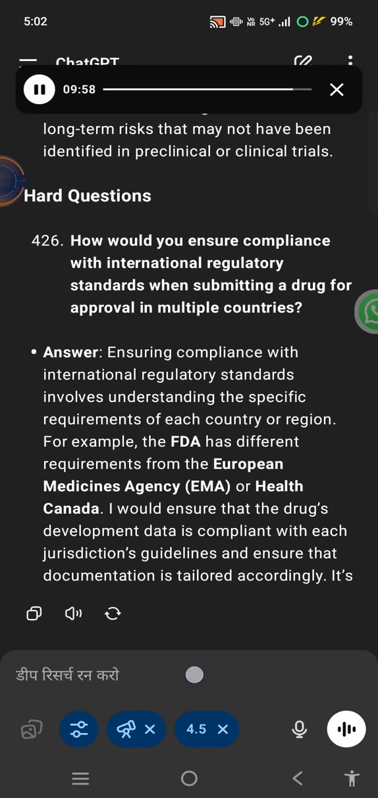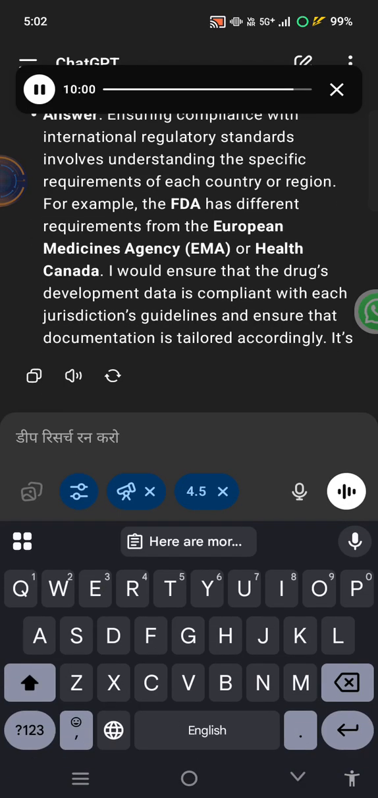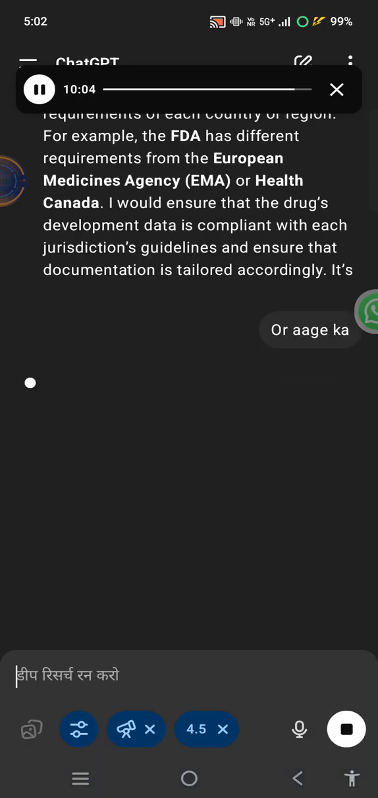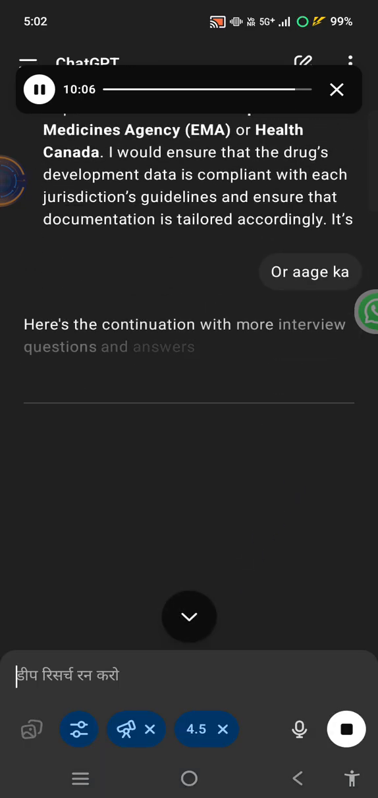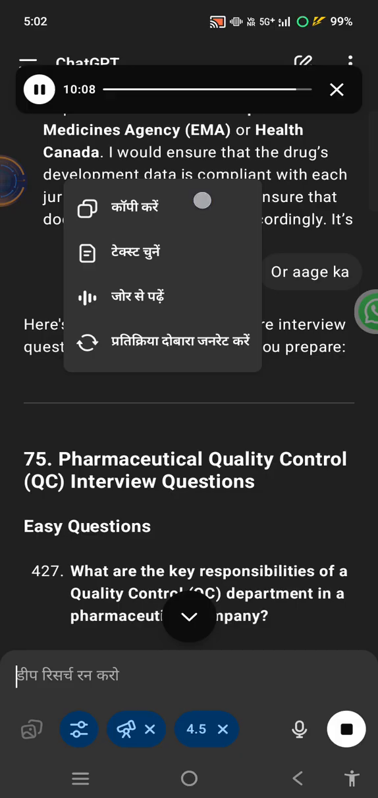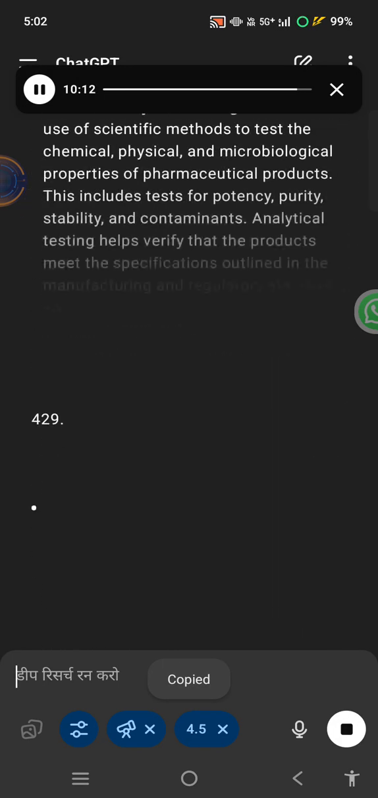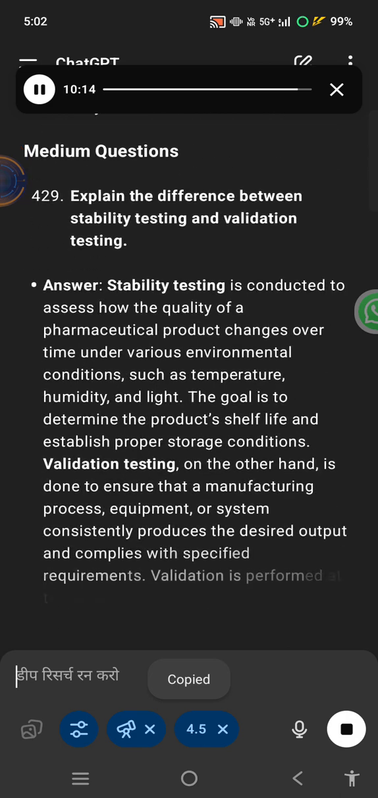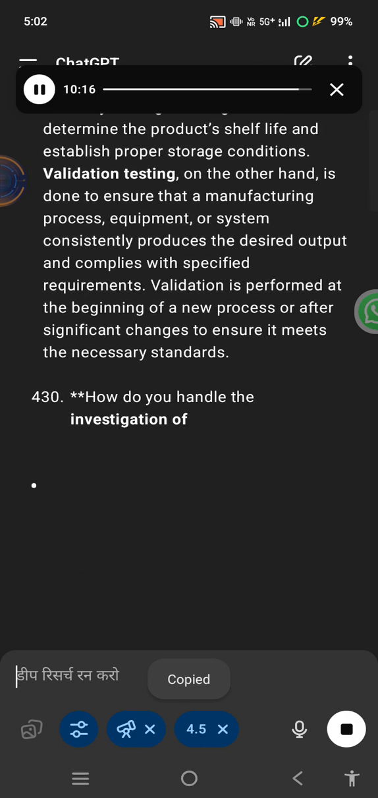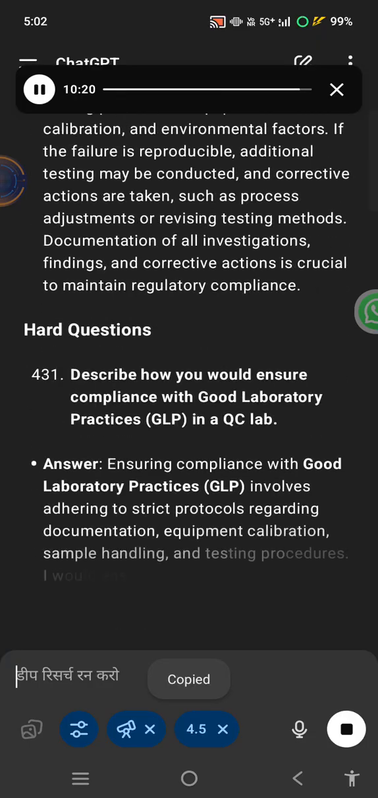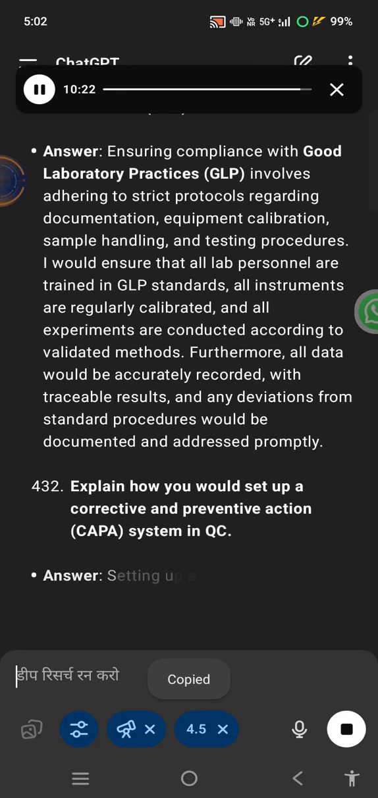51. How do you balance the scientific and commercial aspects of your role as an MSL? Answer. Balancing the two involves focusing on providing scientifically accurate and unbiased information while aligning with the company's goals. I ensure that my interactions with healthcare professionals are grounded in solid data while also understanding the commercial strategy to ensure that the right message is communicated at the right time.